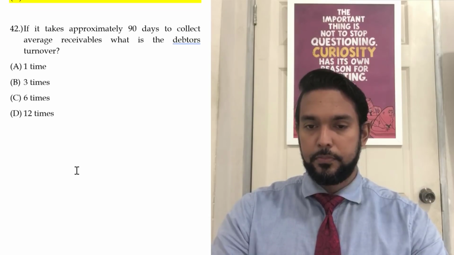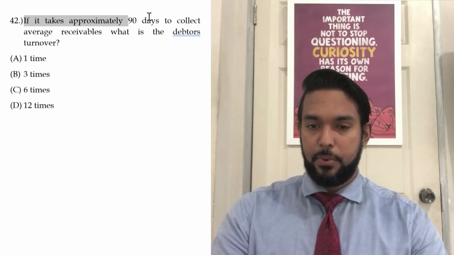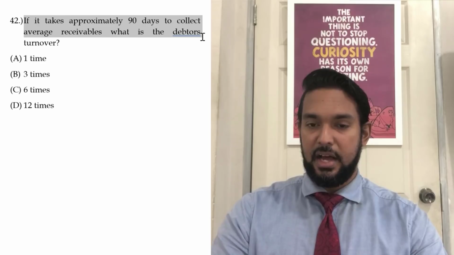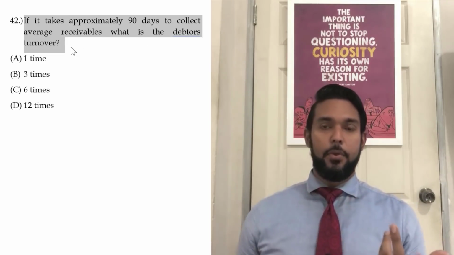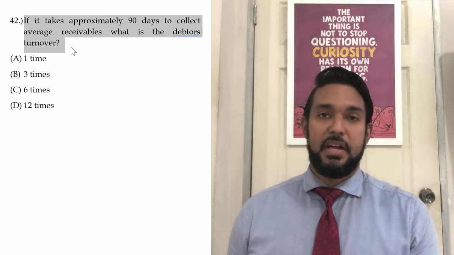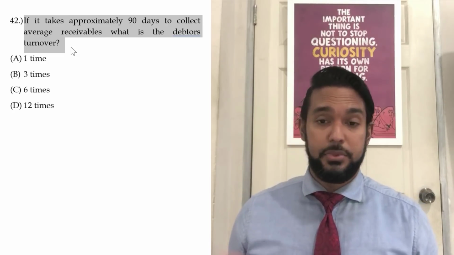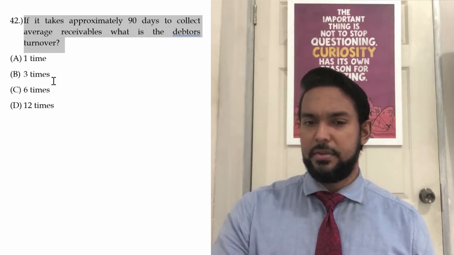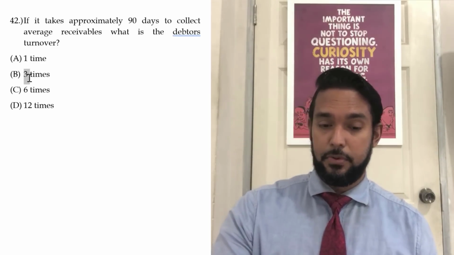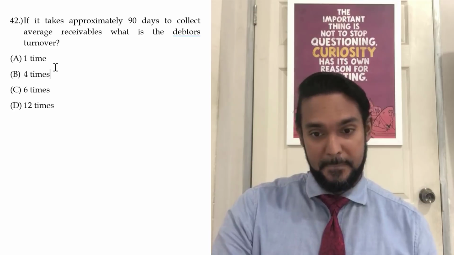Number 42. If it takes approximately 90 days to collect average receivables, what is the debtors turnover? This is a reversal of the formula. So we could take 365 or 360 and divide it by 90, we get 4. Sorry, 360 divided by 90, we get 4. My bad.